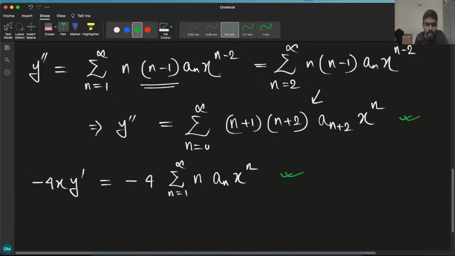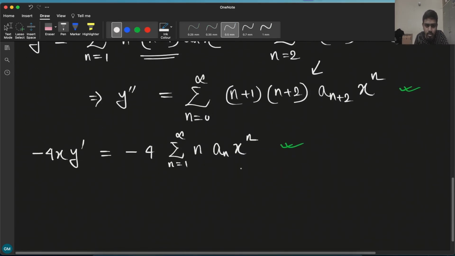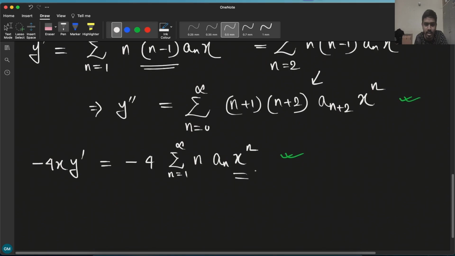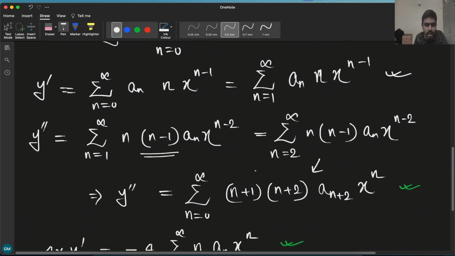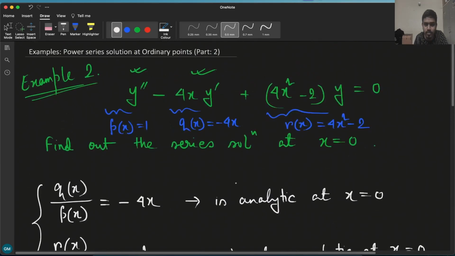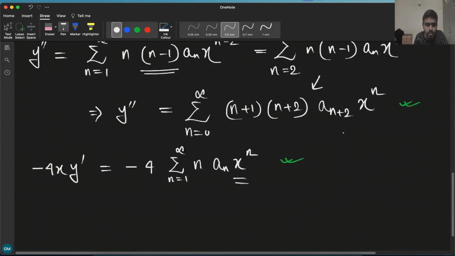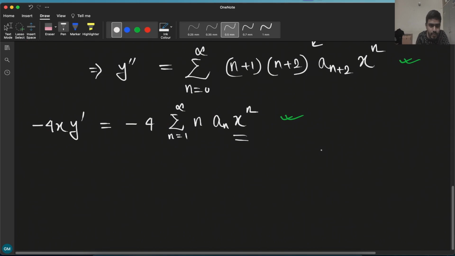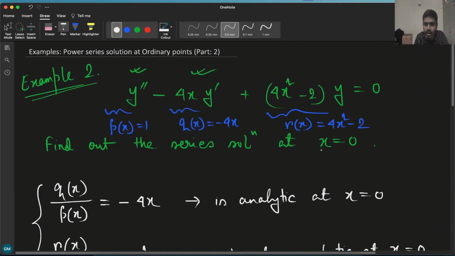Okay, so in the second term we have x to the power n, so we don't need to do the index shifts, right? We can directly compare from here. And now let's look at the third term, which is this one, right? So the third term is a bit tricky. So it is 4x square minus 2 times y.